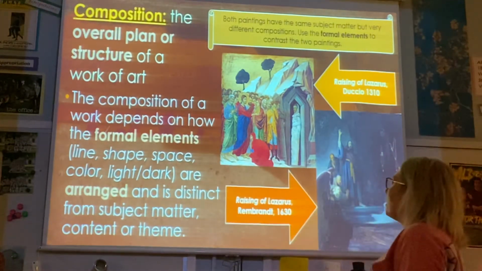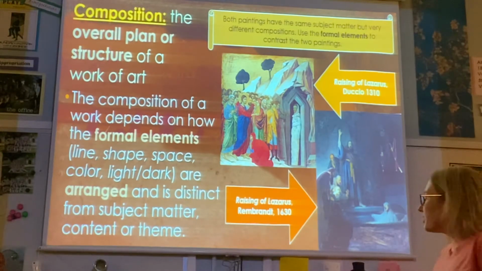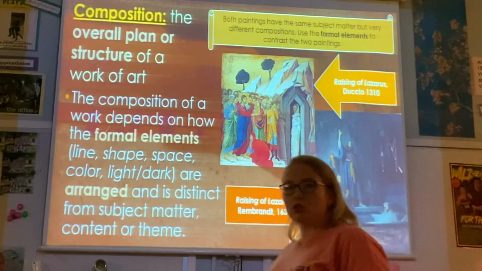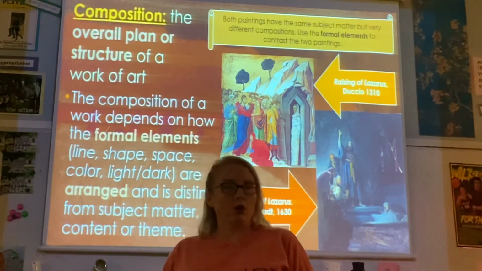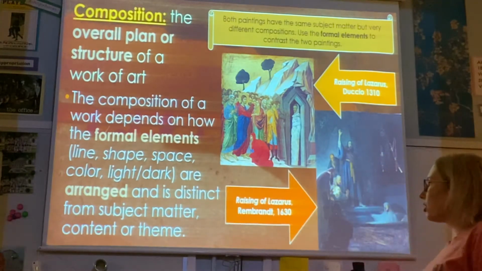So, composition, the overall plan or structure of a work of art. The composition of a work depends on how the formal elements like line, shape, space, color, light, and dark are arranged. And it's distinct from the subject matter, meaning it has nothing to do with the subject matter whatsoever. It's just to do with the lines and shapes and space and colors used.